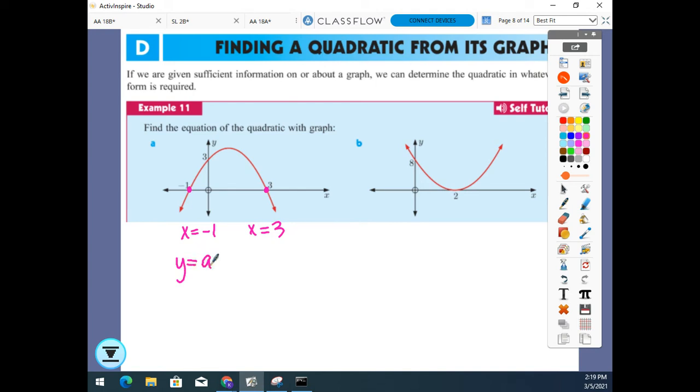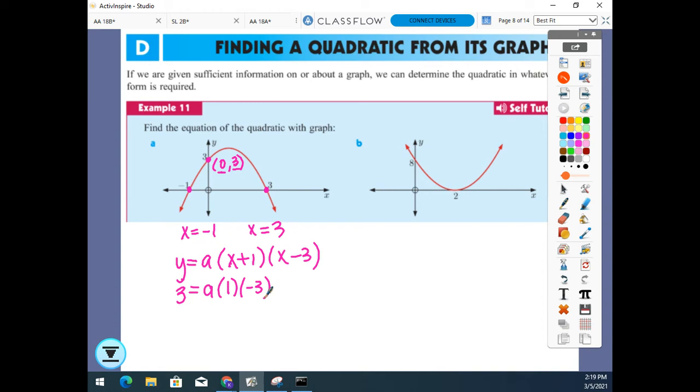Here's the part we don't know, the dilation of it. So I'm just going to insert my intercepts. X minus -1 is x plus 1, x minus 3. Then we can use this point, 0, 3, where this is my x coordinate and this is my y coordinate for this particular equation. So I can substitute 3 in for y, and 0 in for x. 0 plus 1 is 1. 0 minus 3 is -3.